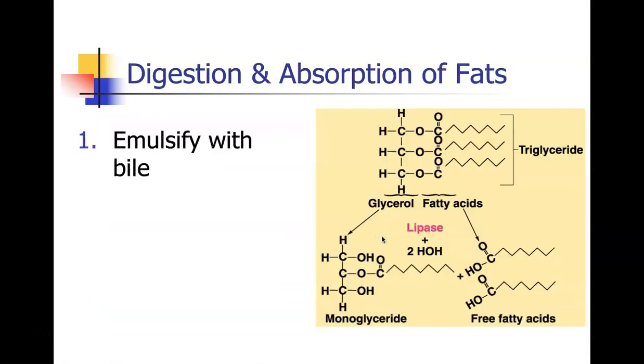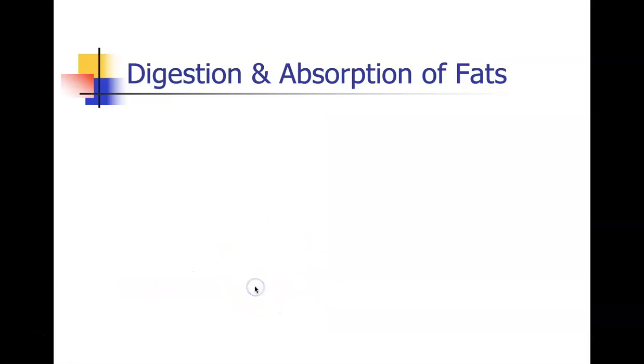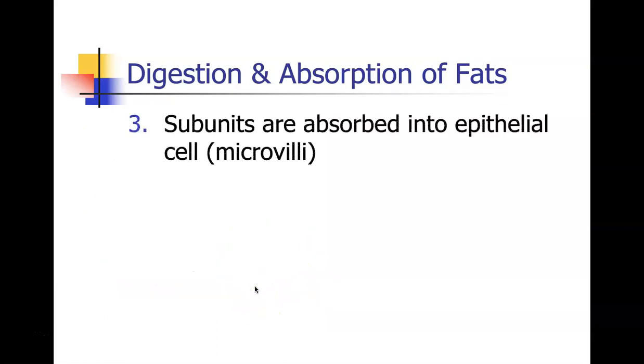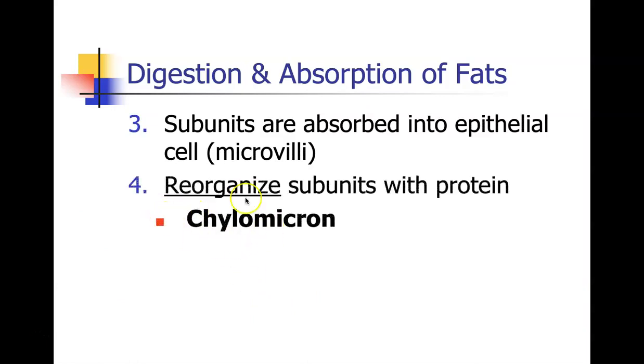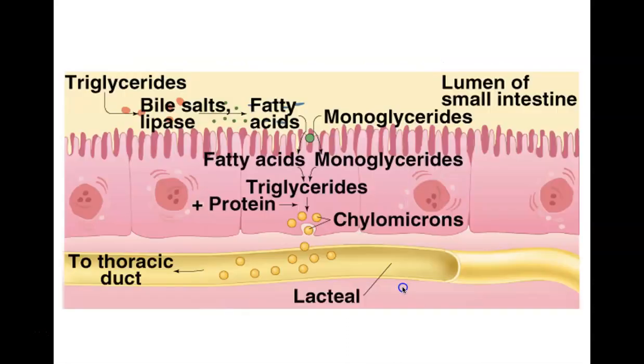Finally, for fats, we have initial emulsification with bile, and then digestion with pancreatic lipase. Okay, and this breaks it into monoglycerides and free fatty acids. Those subunits then are absorbed into epithelial cells, the microvilli, and reorganized with proteins. So we can get things like chylomicrons. The chylomicrons then go into the lymph, not into the blood.